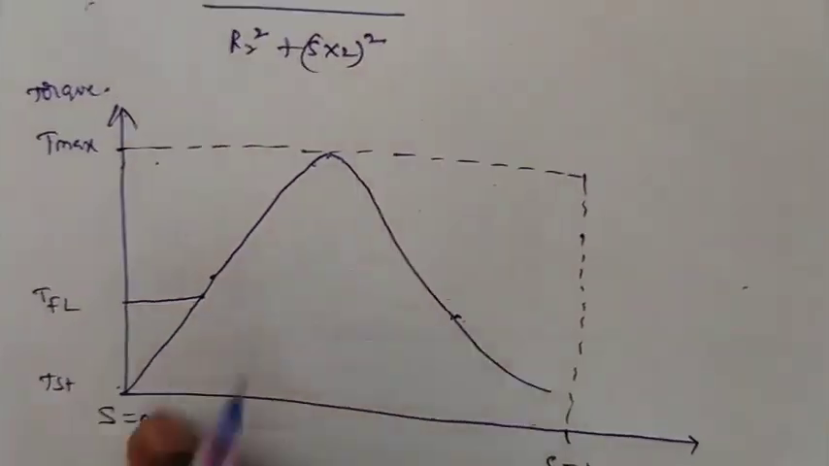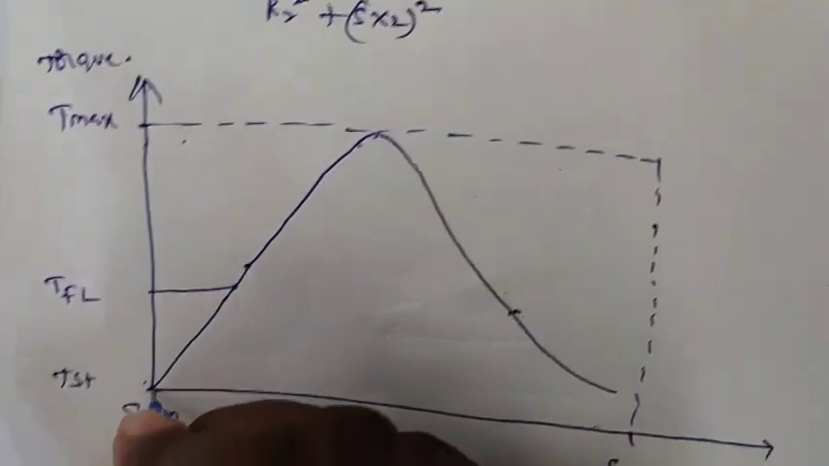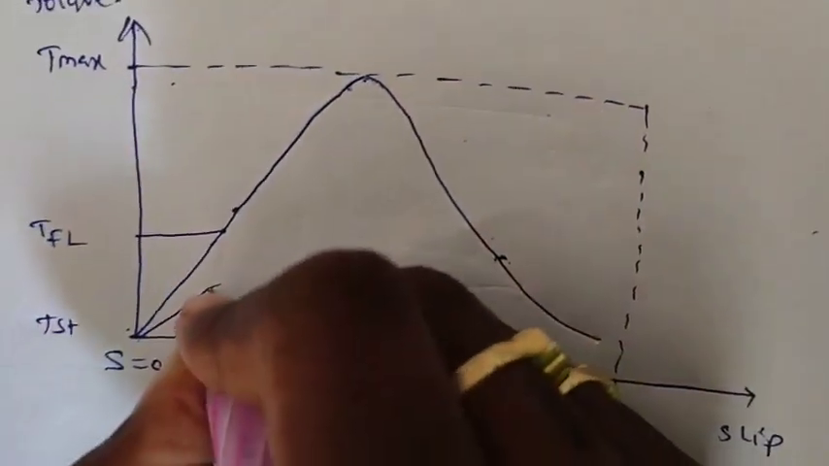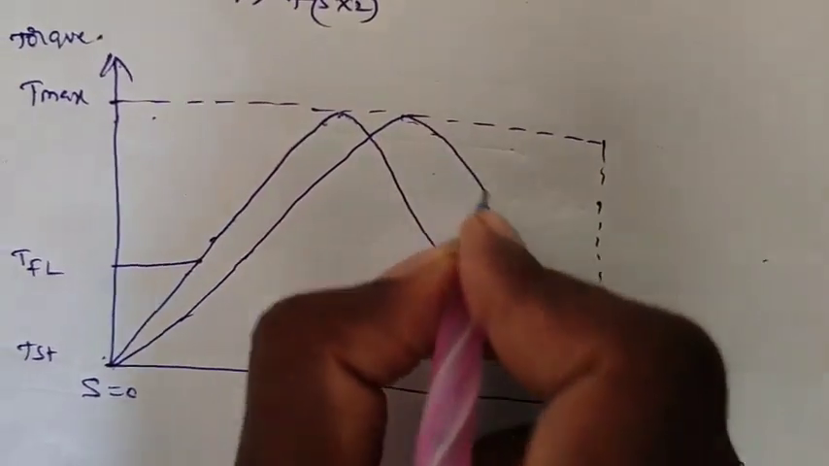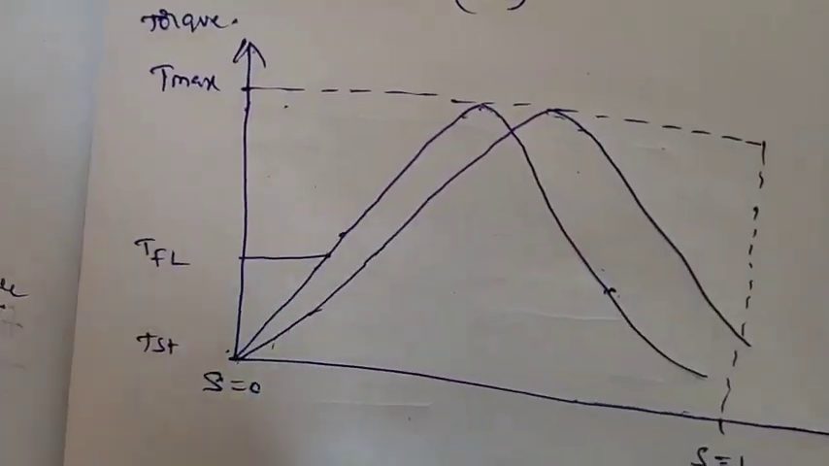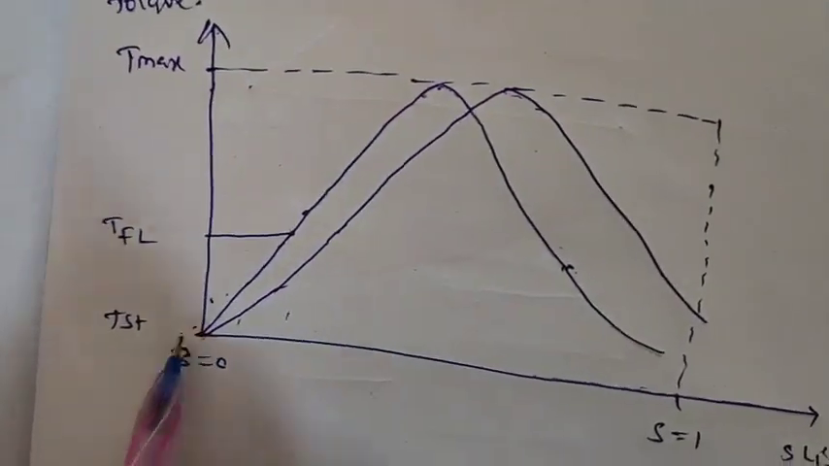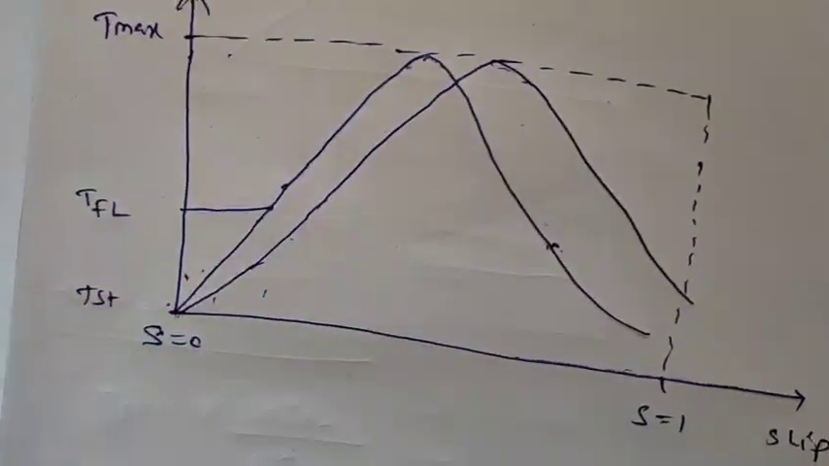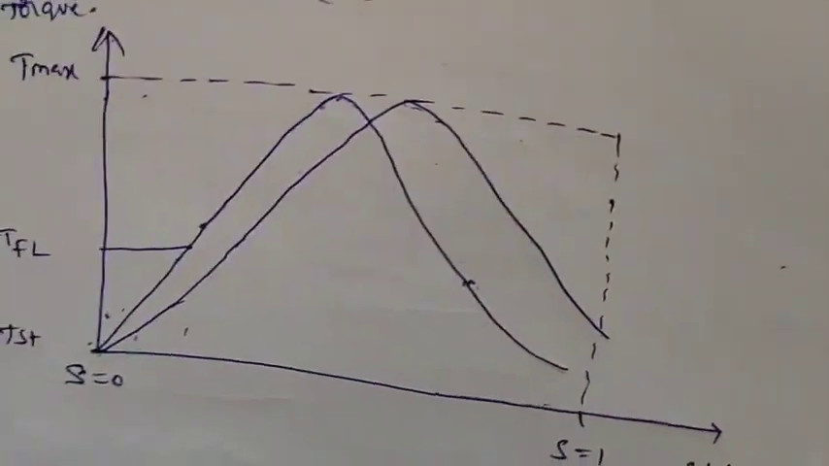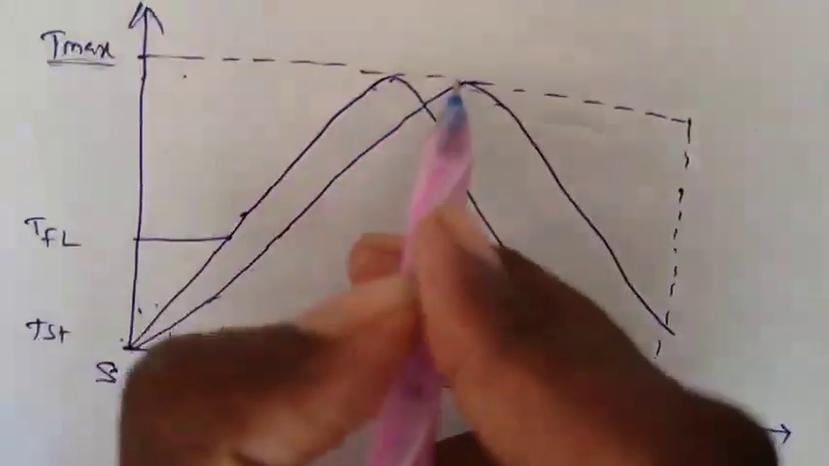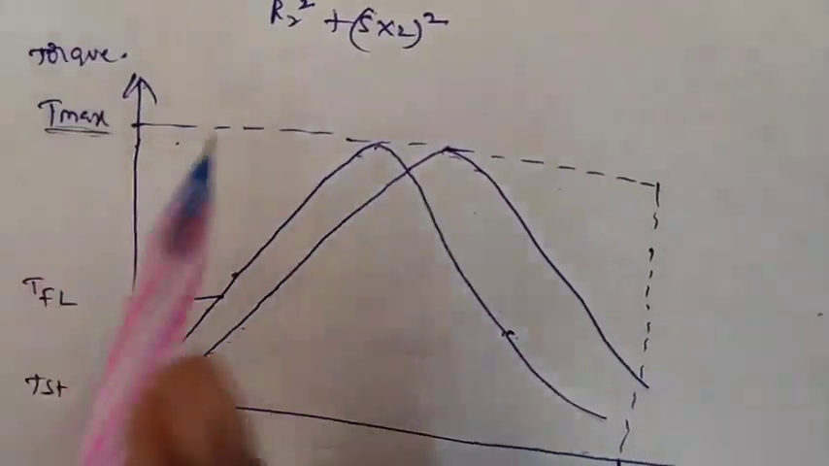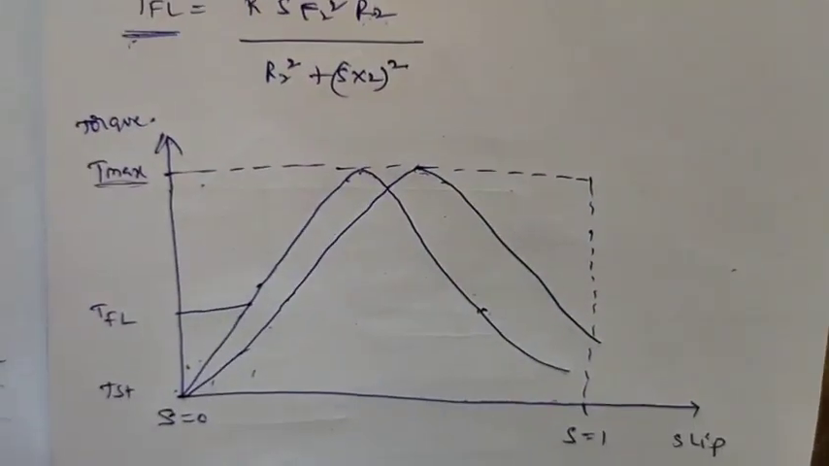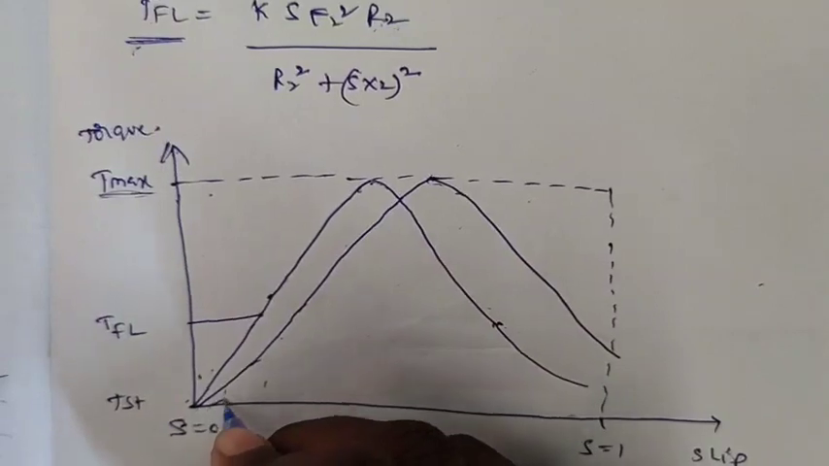So I am changing the slip. I have to change the resistance value like that. When the resistance value changes, the slip also changes. It will change the starting torque and running torque, but the maximum torque does not change, because the maximum torque is independent of the resistance. We can see another one.